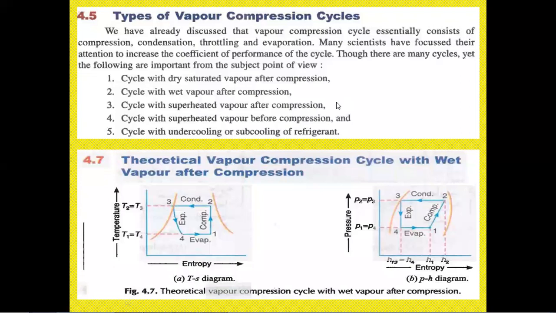Now we'll see what the classifications or types of vapor compression cycles are. In the previous classes we discussed the applications of vapor compression cycles, how and why they are used commercially when compared to the vapor absorption type cycles, right? So the vapor compression cycle has four things: a compression device, a condensation device, an expansion or throttling device, and evaporation. So generally for vapor compression we have four major components: condensation, evaporation, compression, and expansion device.